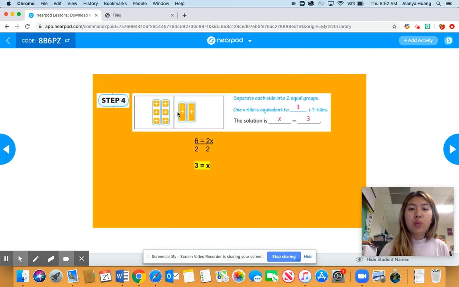From there, we have to make two groups, because as you can see, we have 2 x's. So we have to figure out if we made 2 groups that have the same amount, how much would be in one of the groups. That was the same thing as 6 divided by 2. We figure out that each group, each circle, has 3 in there. So that means that x is equal to 3.